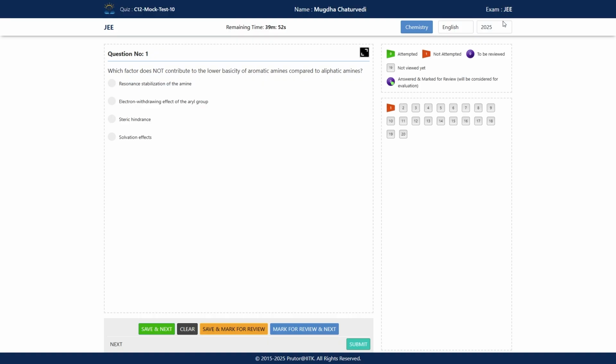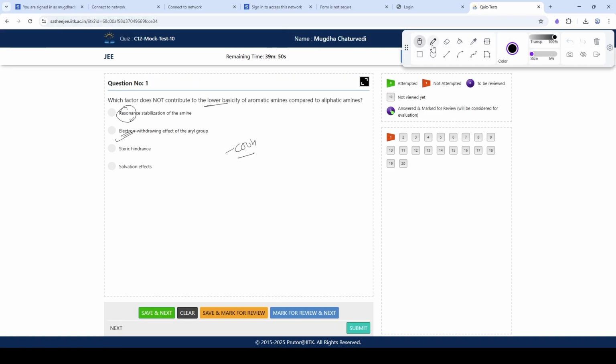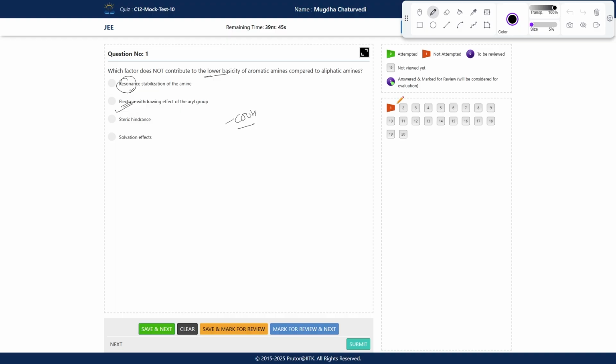What is asked in the first question? In the first question, you have to tell which of the following factors does not contribute to the lower basicity of aromatic amines compared to aliphatic amines. Four things are given to you: resonance stabilization, electron withdrawing effect, steric hindrance, and solvation effect. You have to tell which does not contribute.